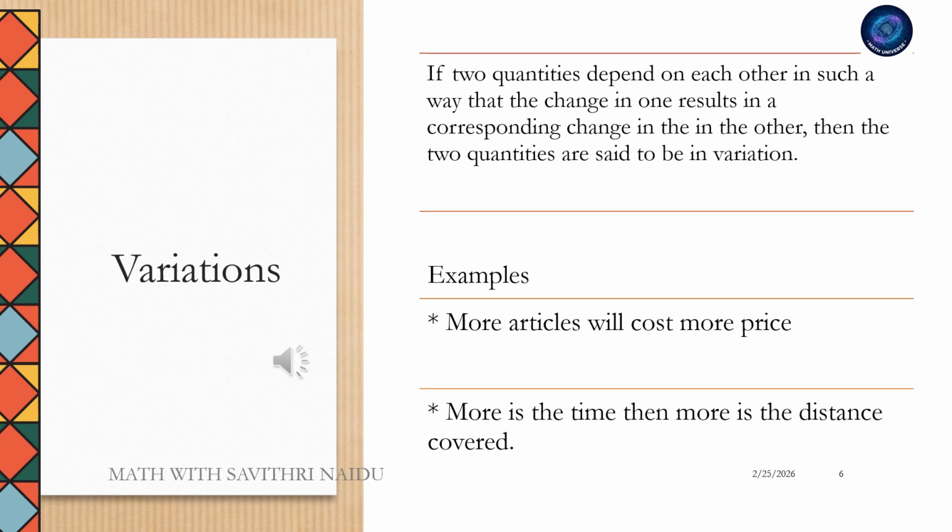Variations. When two quantities depend on each other in such a way that a change in one results in a change in the other, they are said to be in variation. Common examples include more items costing more money, or more time allowing you to travel a greater distance.